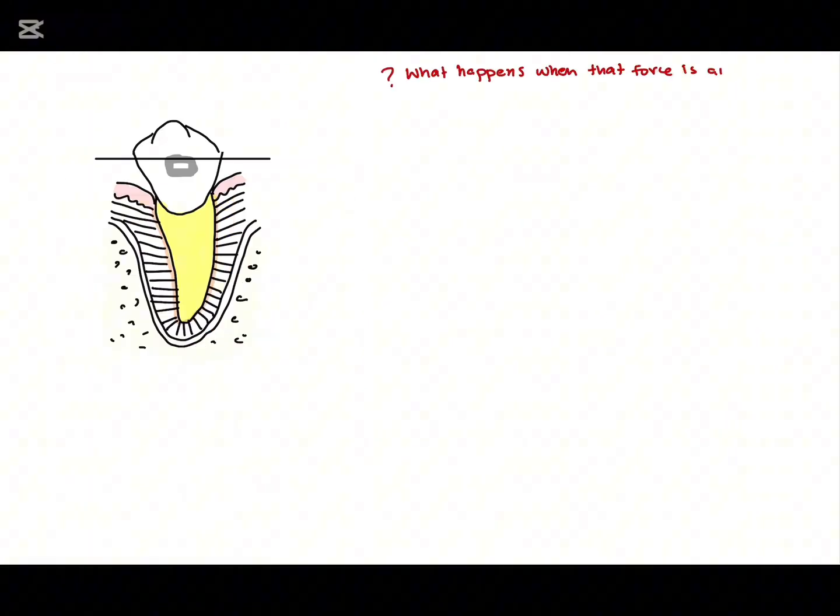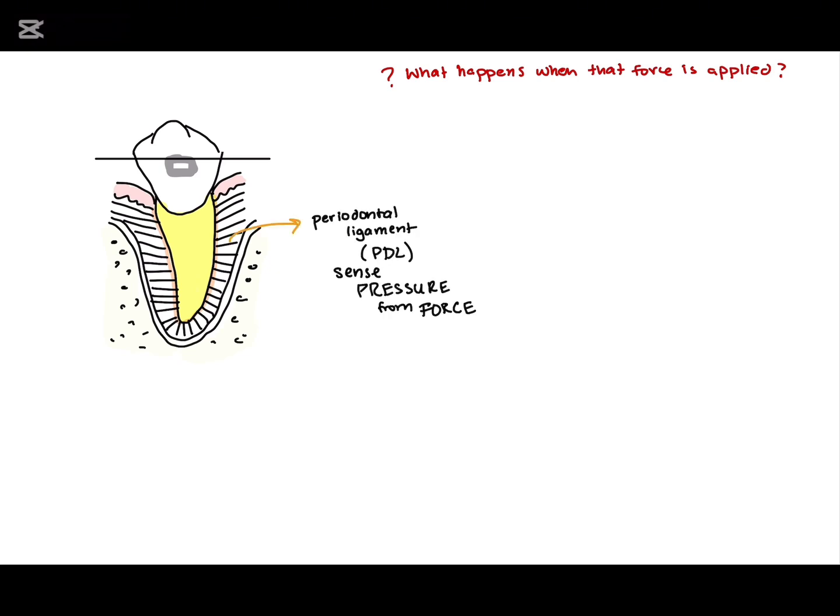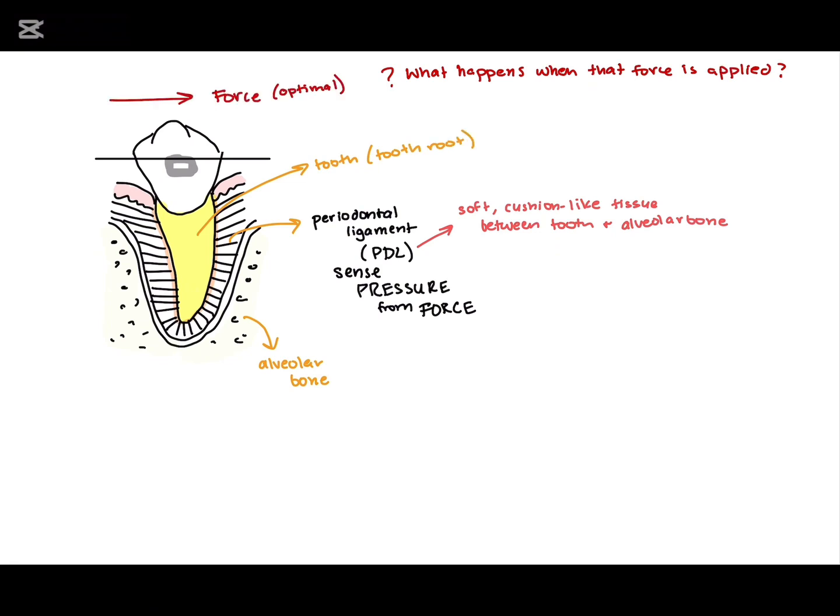So, what happens when that force is applied? The periodontal ligament, or the PDL, will sense that pressure. The PDL is a soft, cushion-like tissue between the tooth and the alveolar bone. As it responds, the surrounding bone will start to remodel so that the tooth can shift into a new position.